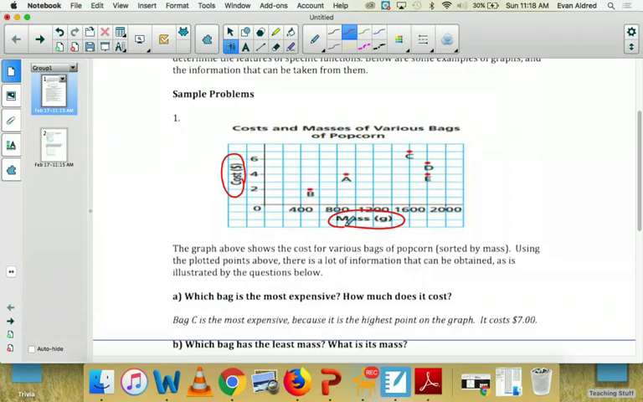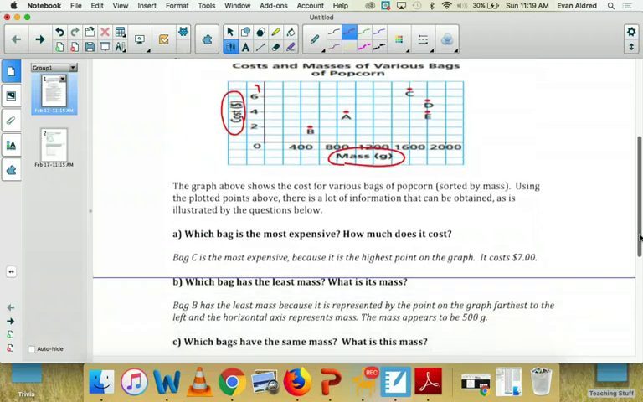That means it's going to cost the most. And when we look at point C, we can go across to the label on the y-axis, and 7 isn't written there, but it would be next in line. So bag C would cost $7. And that's all there is to questions like that. You're just essentially taking the graph and picking some information off of it.